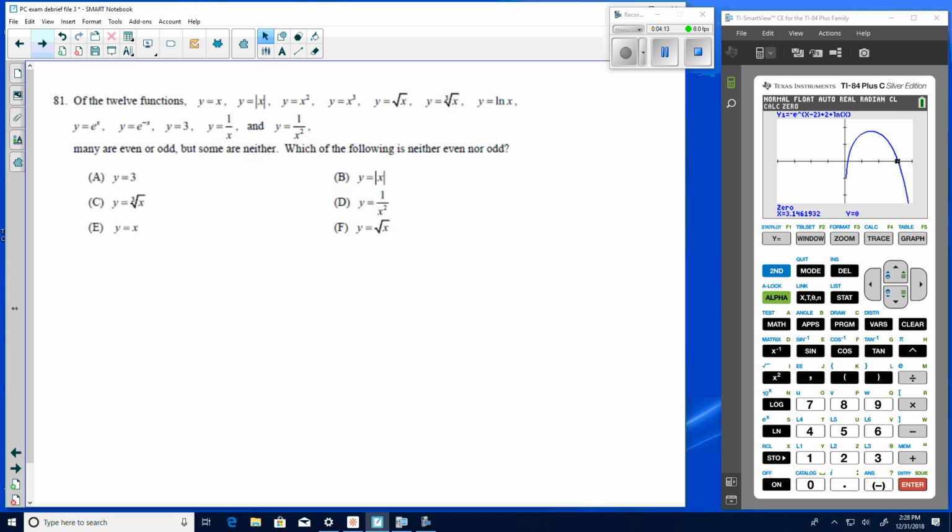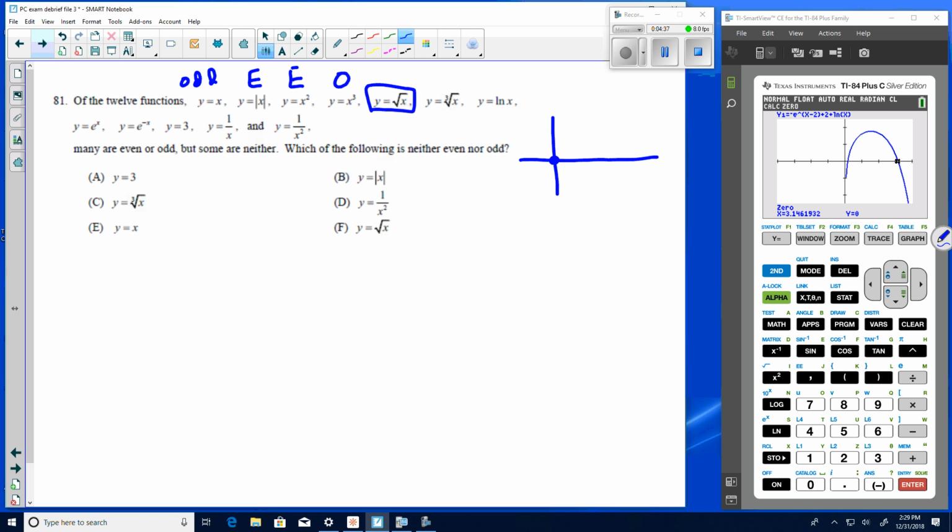Of these functions, many are even or odd, some are neither, and the question is which is neither even nor odd. Now again, remember the idea of symmetry, either about the y-axis or about the origin. This is odd. This one is even, right? This is even. The exponent gives it away. This is odd. This one, what's going on there? Well, we just looked at the graph. That was this, right? So that is one that is neither even nor odd. That is the correct answer to this problem.